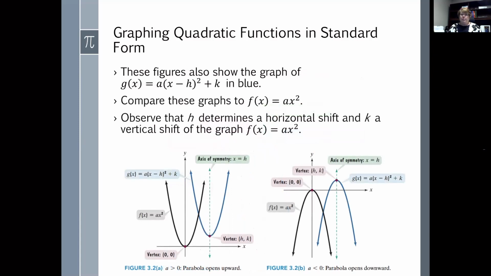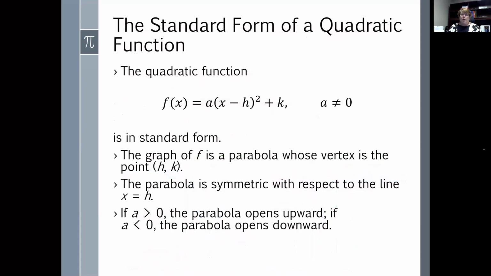These figures show the graph of g of x equals a times (x minus h) squared plus k in blue. You can compare those two graphs to the original standard quadratic function, f of x equals ax squared. And you can observe that h determines a horizontal shift, k a vertical shift in the graph of f of x equals ax squared. So this form, f of x equals a times (x minus h) squared plus k, is called standard form.